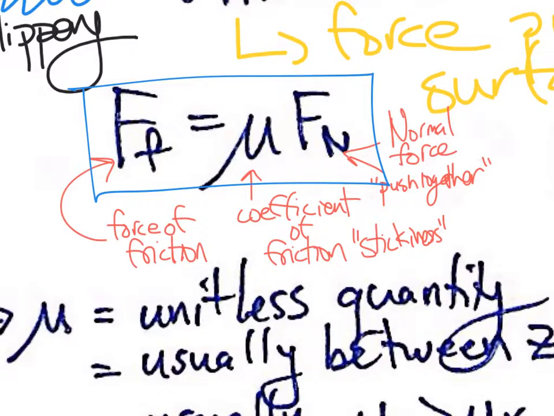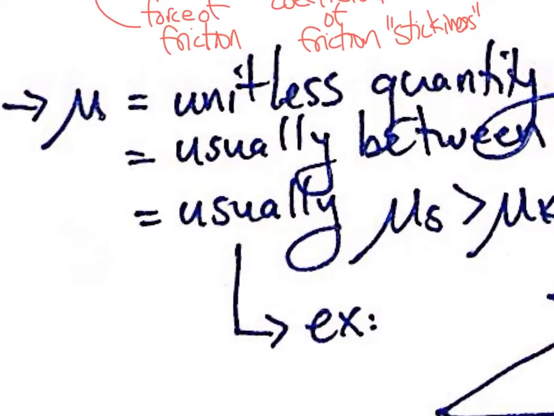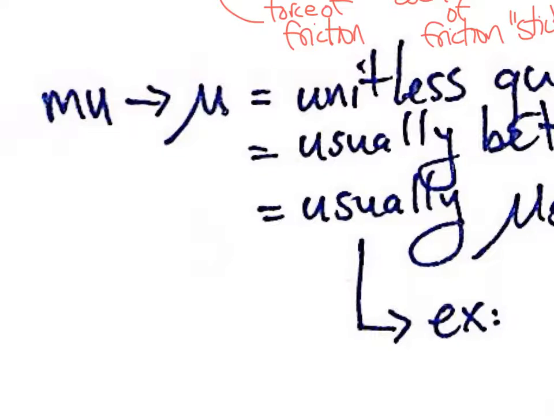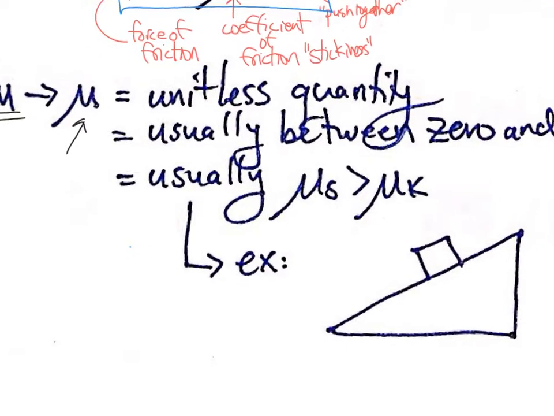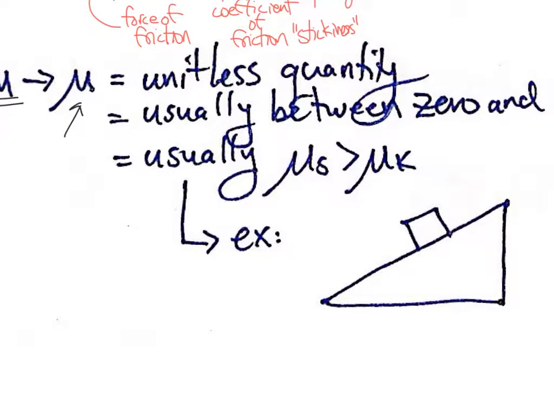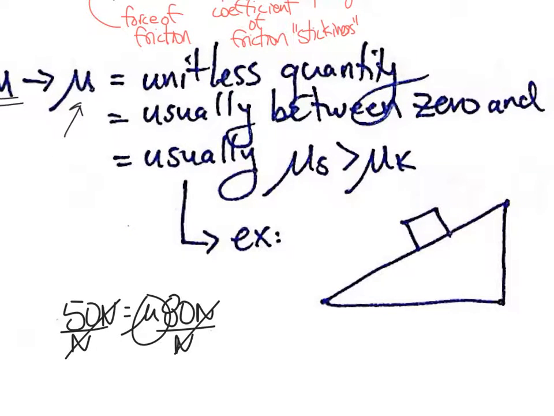Coefficient of friction, let's talk about that briefly. This is called mu. You hear how I pronounce that? Mu. It's not a U, it's not a U with an elephant trunk. It's a mu. It's a unitless quantity. If you have 50 newtons equals mu times 80 newtons, and we divided both sides by newtons, we'd end up with just some number. So mu is a unitless quantity.